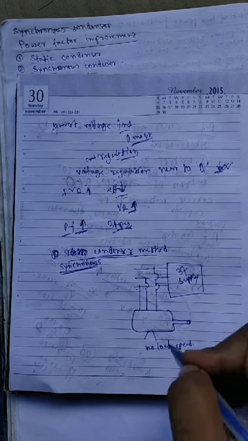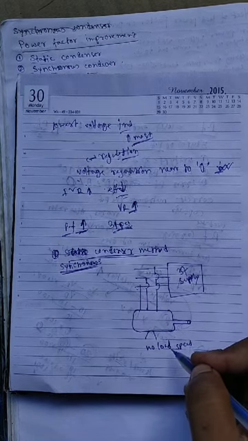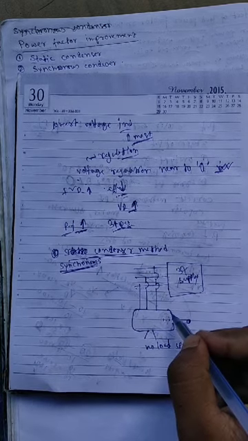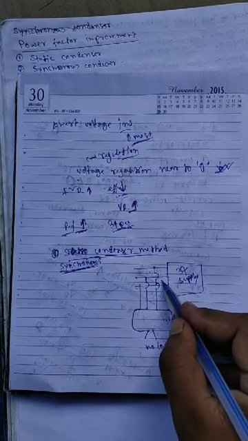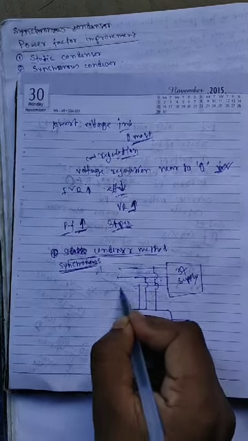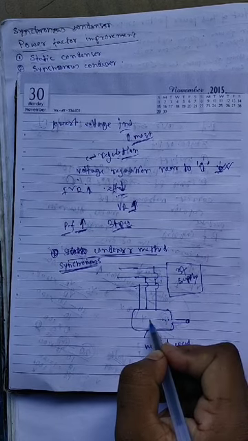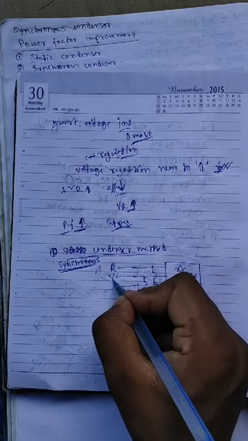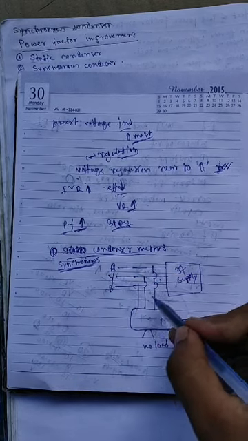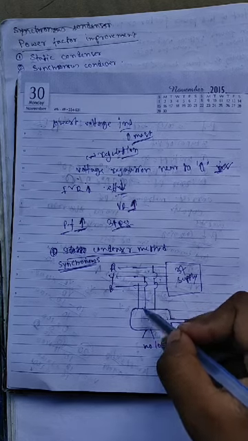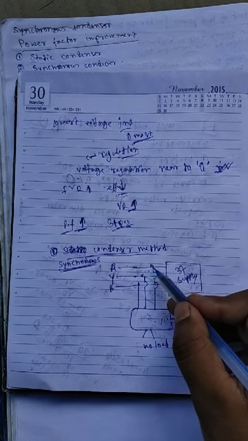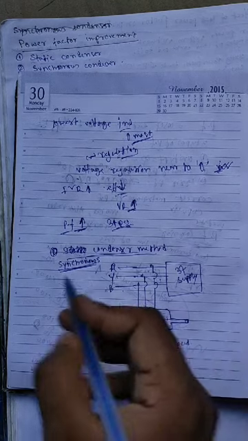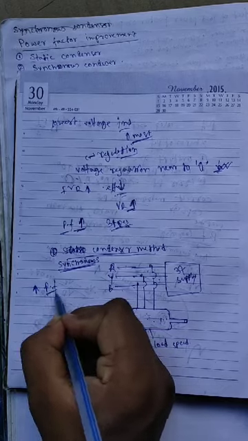In this process we use a synchronous motor. Suppose this is the three-phase transmission line and this is the three-phase synchronous motor, and it is connected in parallel with the transmission line, phases R, Y, B. So in this process, how do we improve the power factor? How do we increase the power factor?